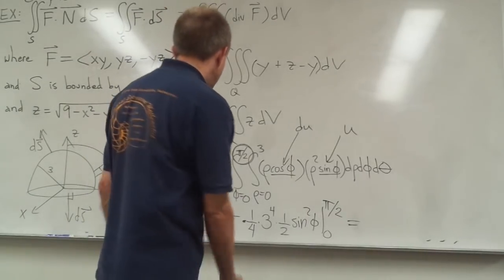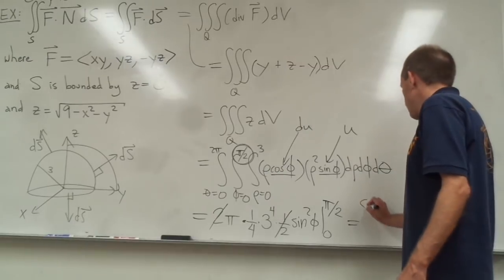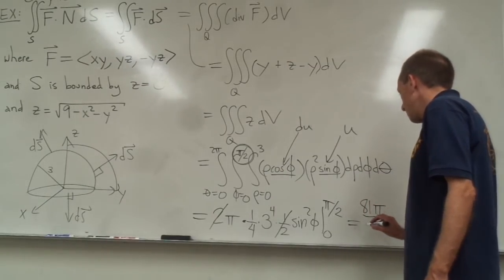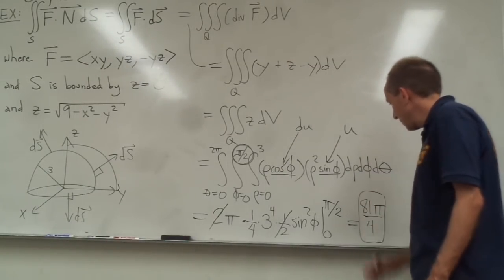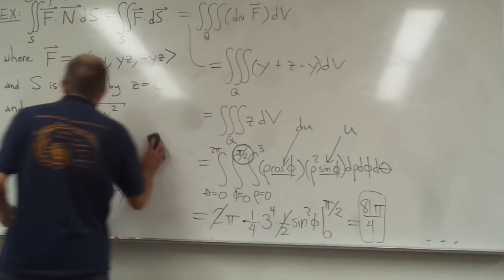All right, so the 2 and the 1/2 cancel, and we just get 81 pi. 3 to the 4th is 81. 81 pi over 4. Sine of pi over 2 is just 1. So, all right, there you go.